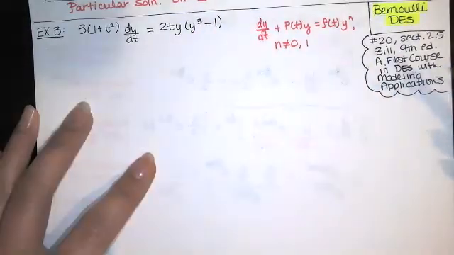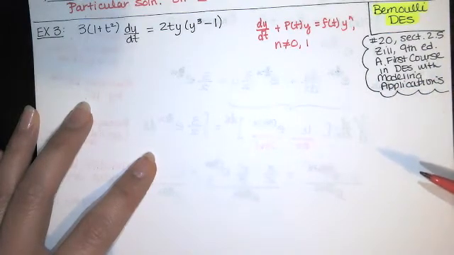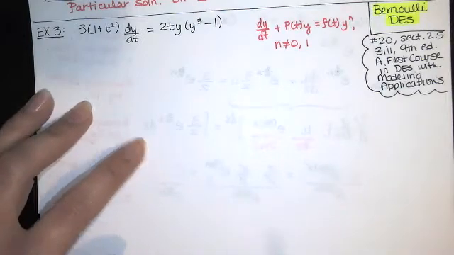And before I go too much further, I just want to say that this is problem number 20 from section 2.5 from the Zill textbook. It's the 9th edition, and it's called A First Course in Differential Equations with Modeling Applications.